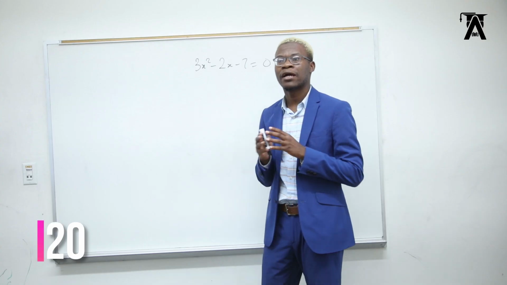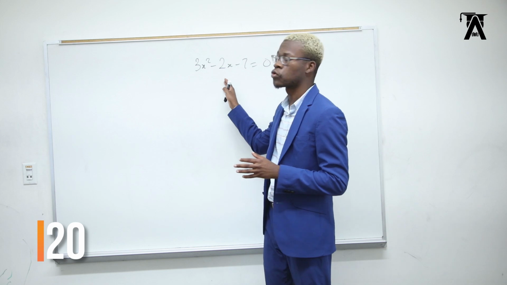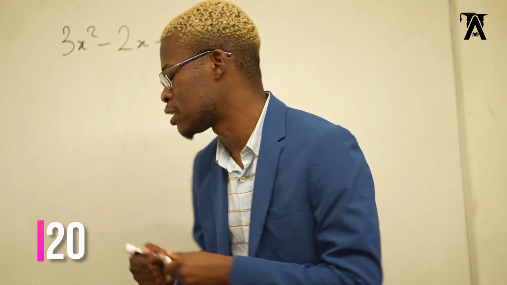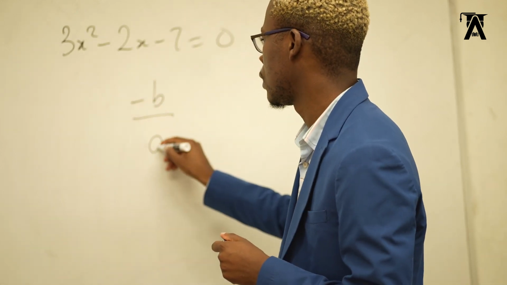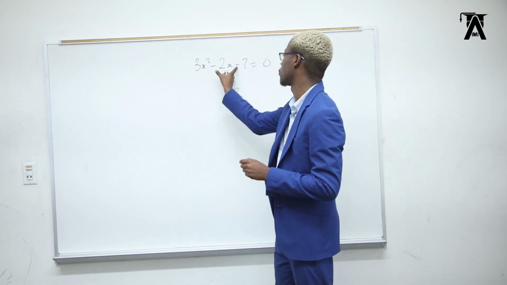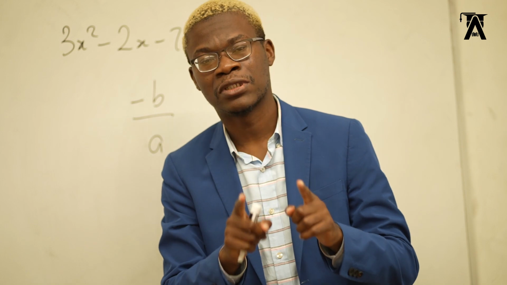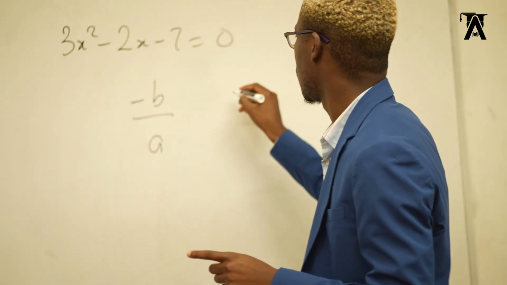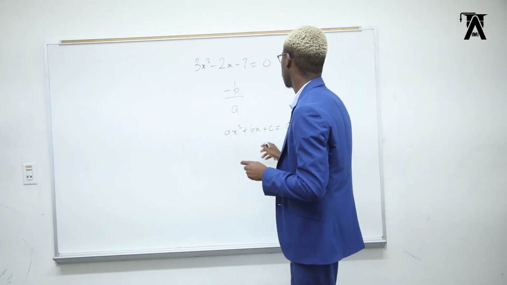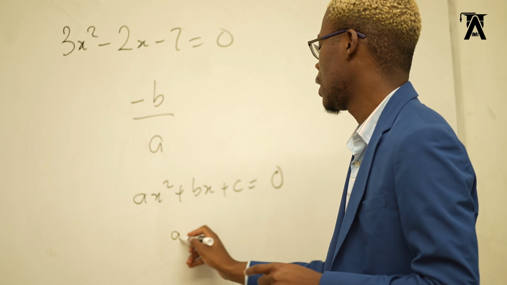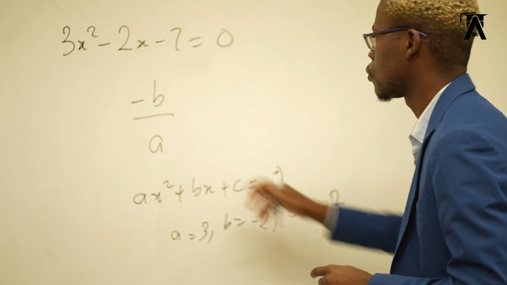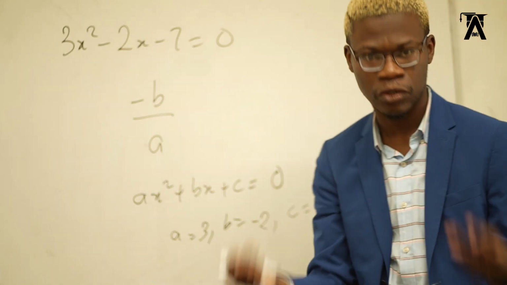In question 20, we are asked to find the sum of the solutions of this quadratic equation. Now, the sum of the solutions of any quadratic equation is given by negative b over a. All right, so we just have to find what b and what a represent from this equation. Now, for any quadratic equation, the form is ax squared plus bx plus c equals 0. So compare this to this. You have that your a is 3, your b is negative 2, and your c is negative 7. So b and a are coefficients of the quadratic equation.